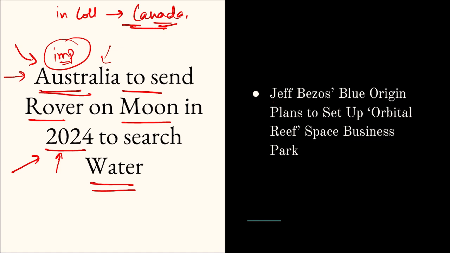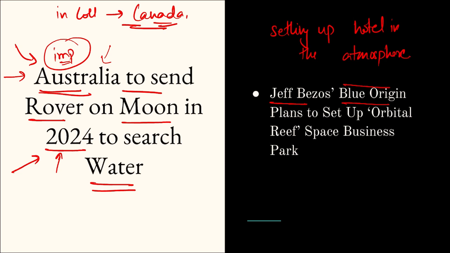Next, even as we know, tourism is one of the best sources of income. If you get into travel, you have the experience, as well as people like to spend as much as they want. So, coming up with a new business model, Jeff Bezos' company Blue Origin, the space company of Jeff Bezos, has come up with a new way of earning money, or you can say a new way of providing experience to humans by setting up hotels in the atmosphere. Yes, you heard me right. Now Jeff Bezos' Blue Origin will be setting up Orbital Reef, a space business park.